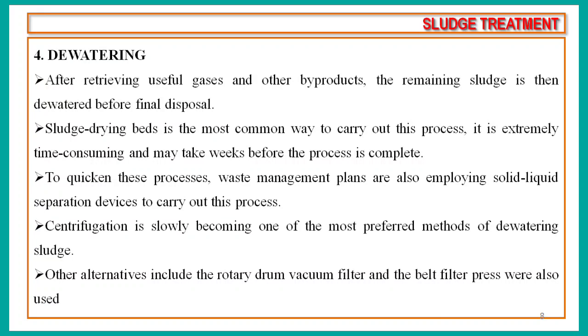Centrifugation is slowly becoming one of the most preferred methods of dewatering sludge. Apart from centrifugation, other methods are also used, which include rotary drum vacuum filters, belt filters, and filter presses in the dewatering process.